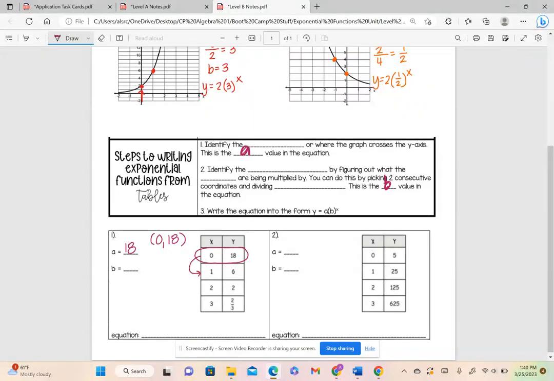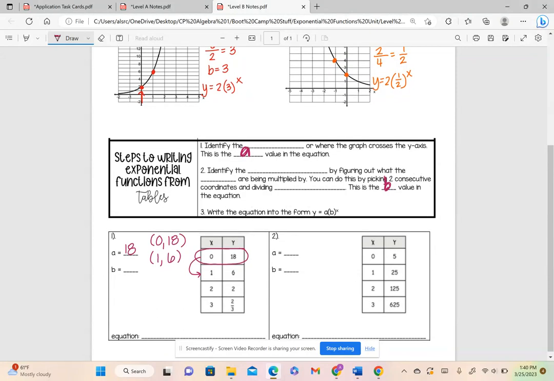Now go up 1 more point. So that would be (1, 6). Now look at my y values. Are they getting bigger or smaller? They're getting smaller, so this is a decay function. So since it's a decay function, you know that b value has to be a fraction.